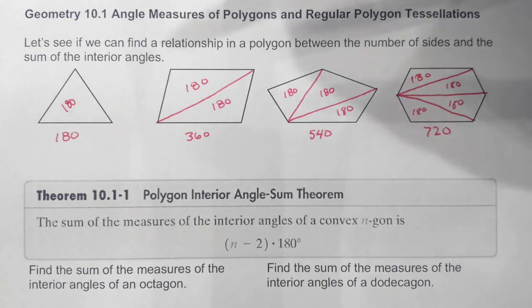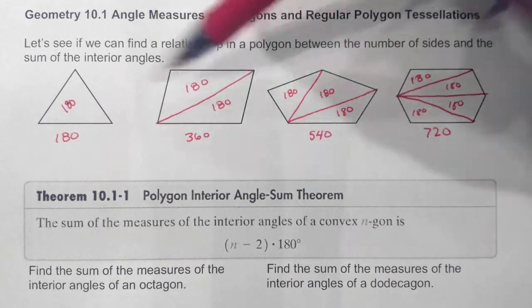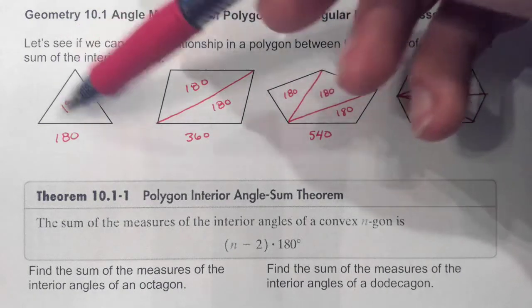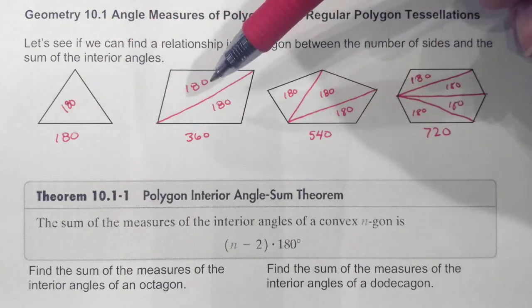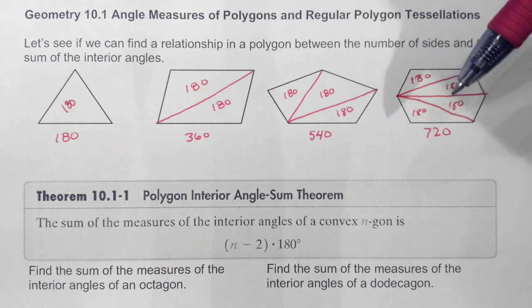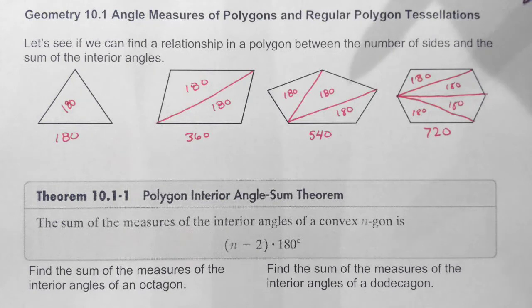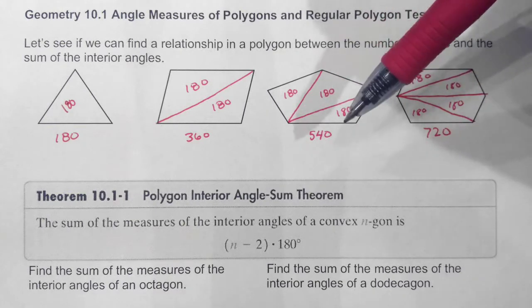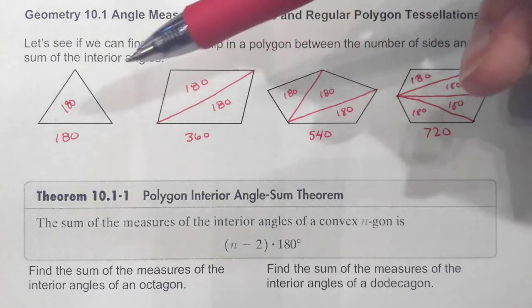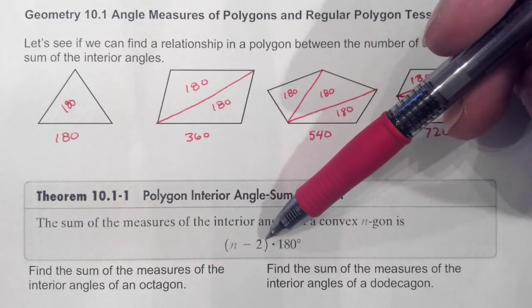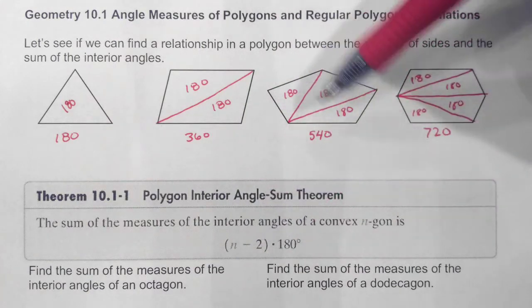So what you can do is generalize that. You can say, well, how can I figure out how many triangles there are? Well, if there's three sides, there's one triangle. If there's four sides, there's two. If there's five, there's three triangles. If there's six sides, there are four triangles. So what is the relationship between the sides and the number of triangles? Six had four, five had three, four had two, three had one. So it's the number of sides minus two, and that tells you how many triangles you have.